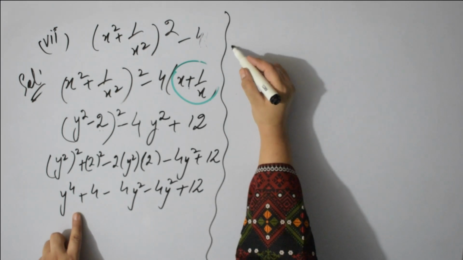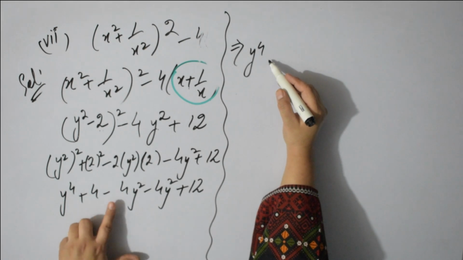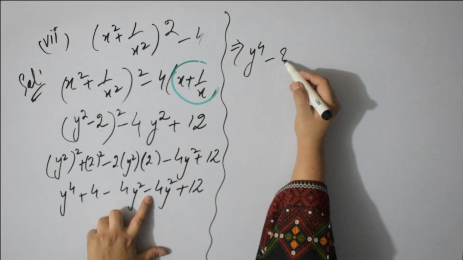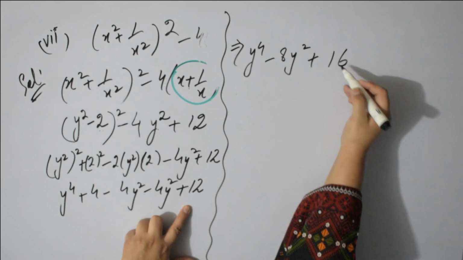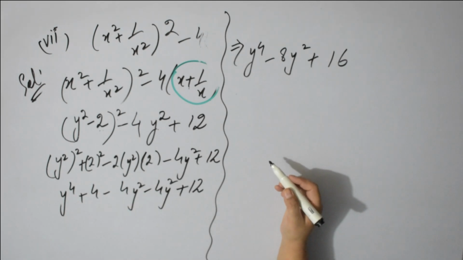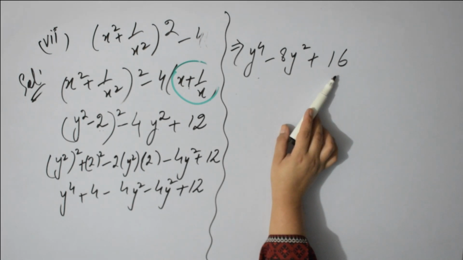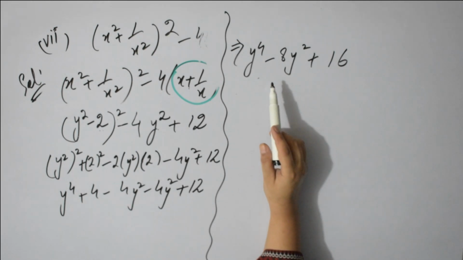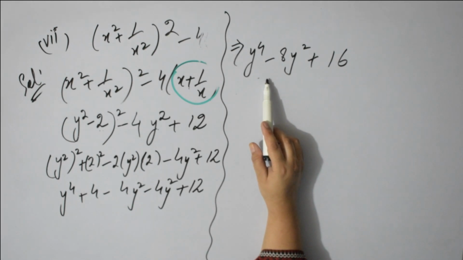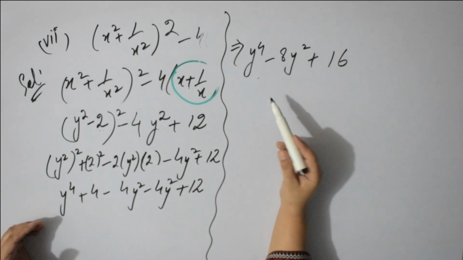So it becomes y^4 minus 8y^2 plus 4 plus 12, which is 16. Okay, so my new equation is y^4 minus 8y^2 plus 16. From here onward you can do middle term breaking or you can use the closing formula. As I have done all the parts with the closing formula, I am doing the same.